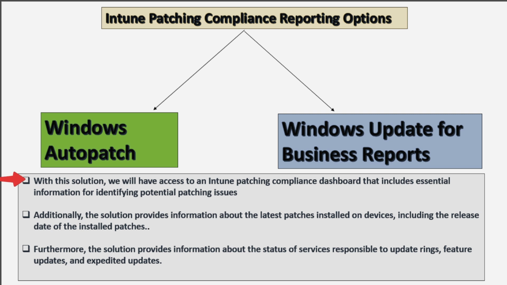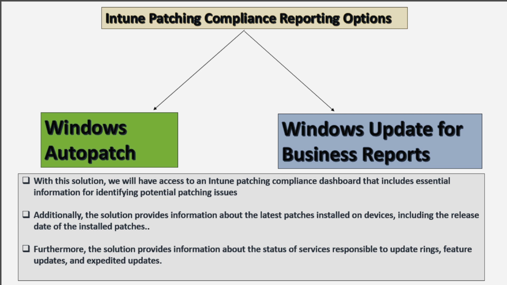So with this solution we will have access to an Intune patching compliance dashboard that includes essential information for identifying potential patching issues. Additionally, this solution provides information about the latest patch installed on the device, including the release date of the installed patch. And furthermore, the solution provides information about the status of services responsible for update rings, feature updates, and Expedite updates.